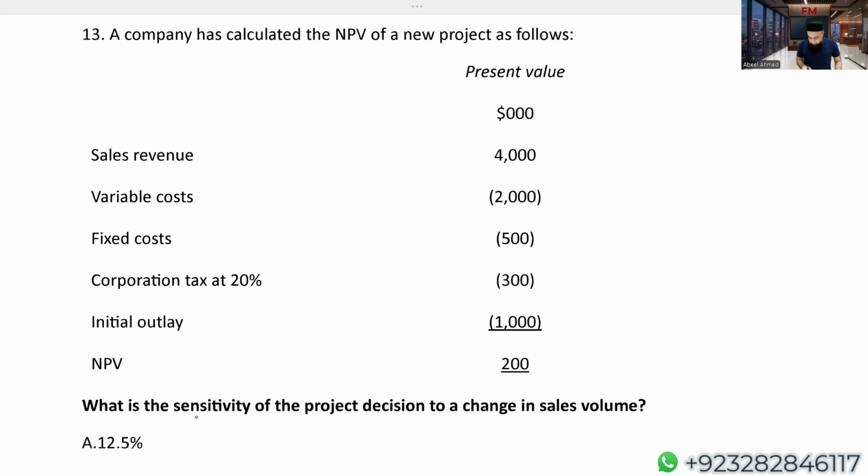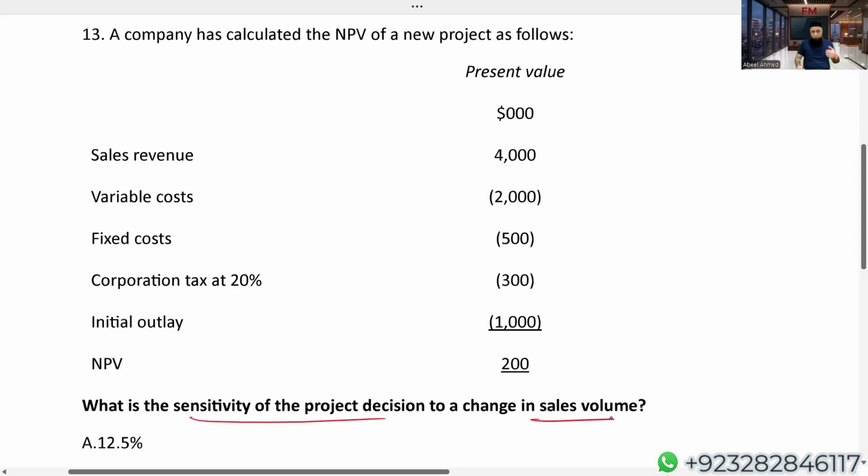What is the sensitivity of the project decision to change in sales volume? Very simple. When we are performing sensitivity analysis on sales volume, you will be using a simple formula: sensitivity percentage is equal to NPV divided by, obviously, the present value of contribution.